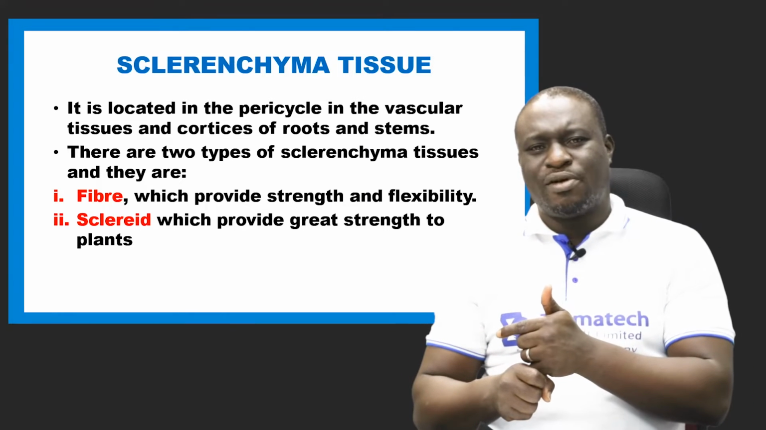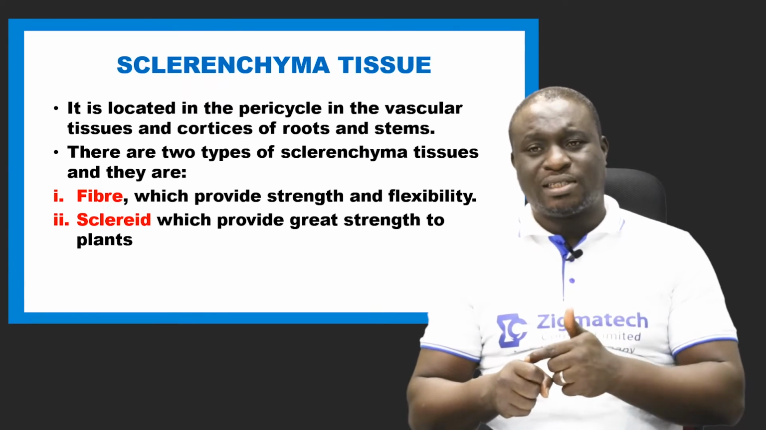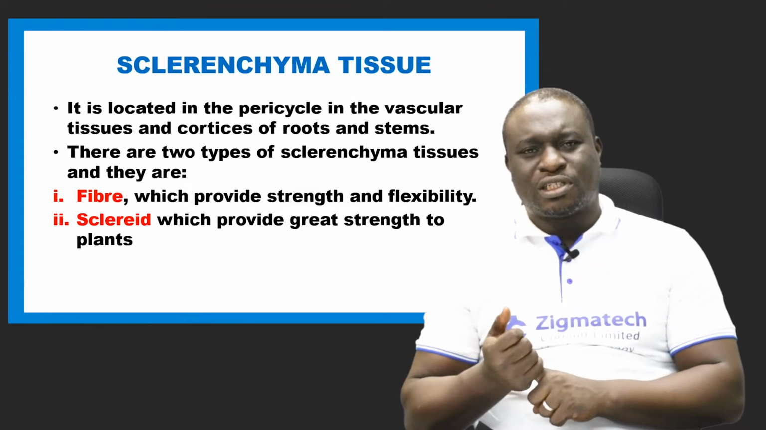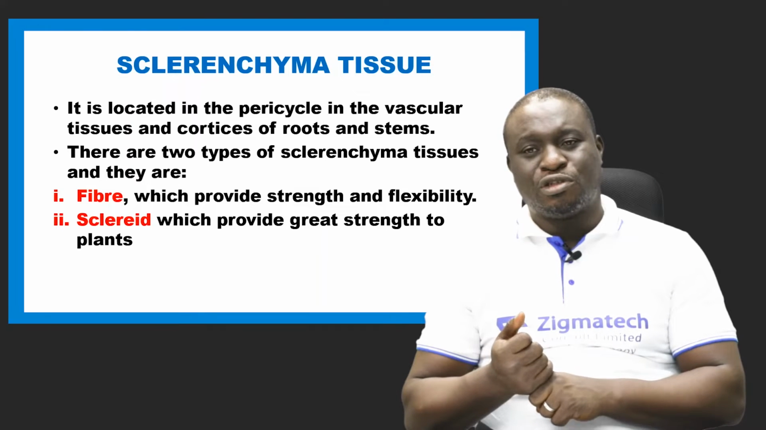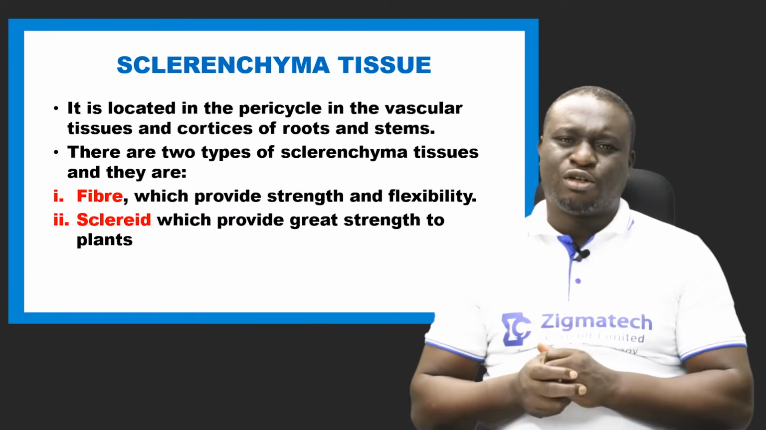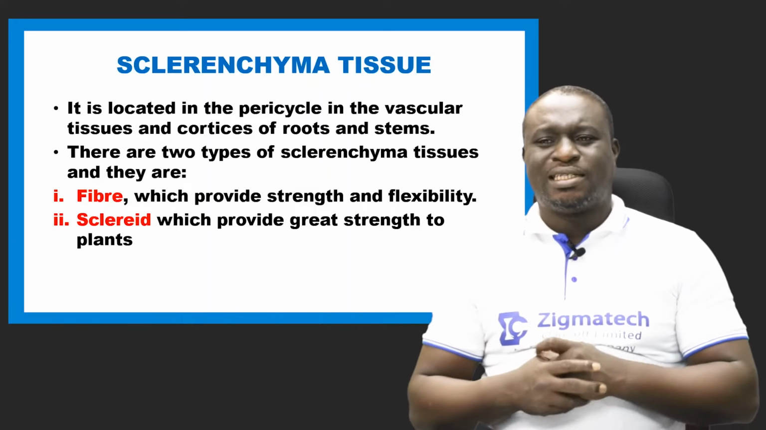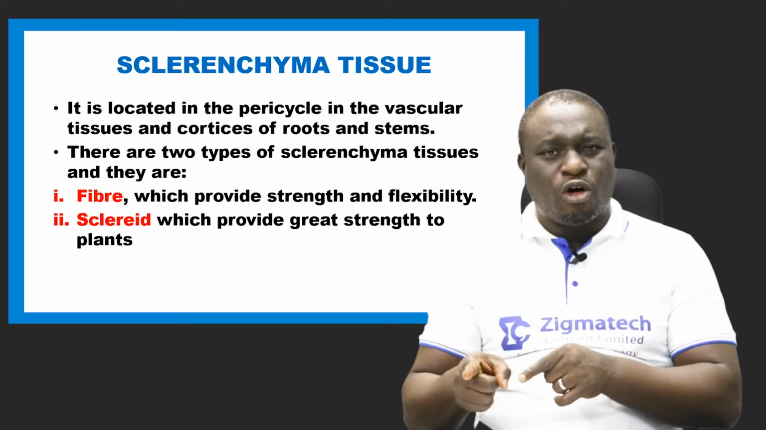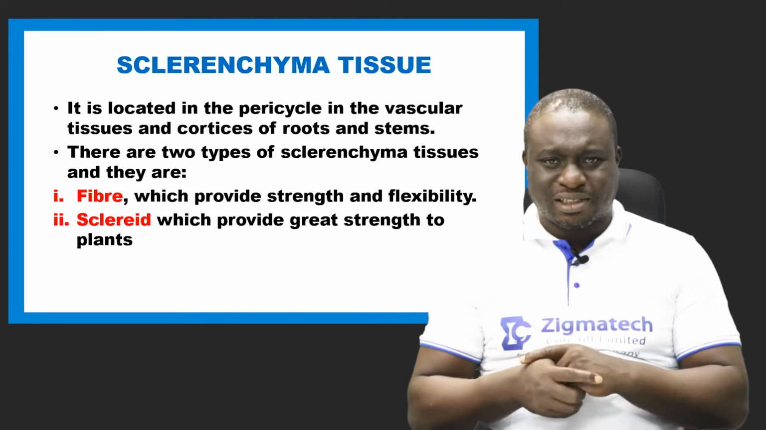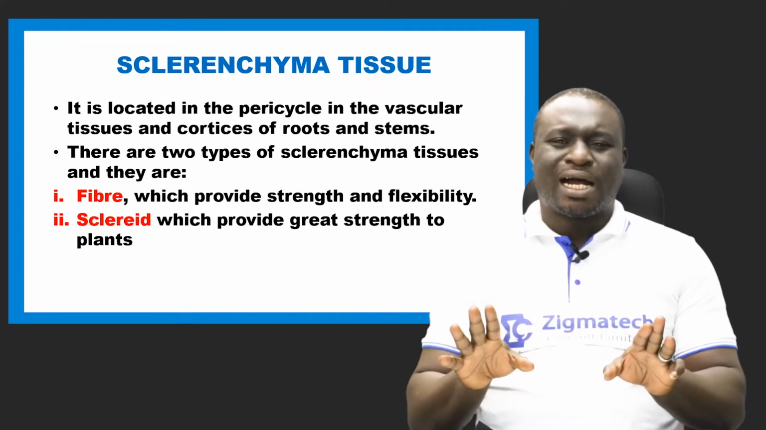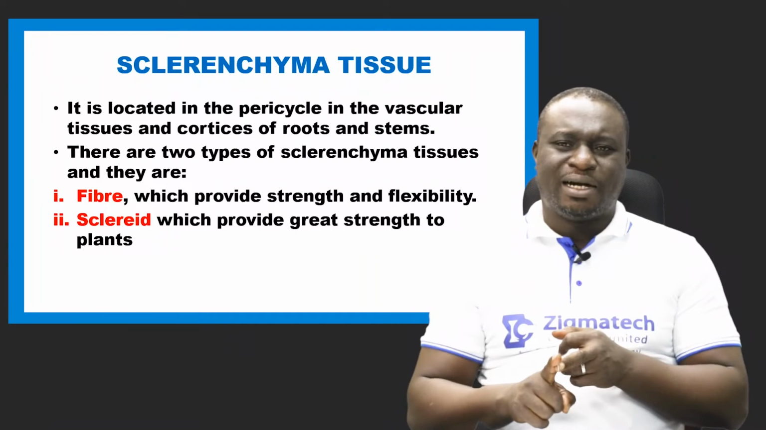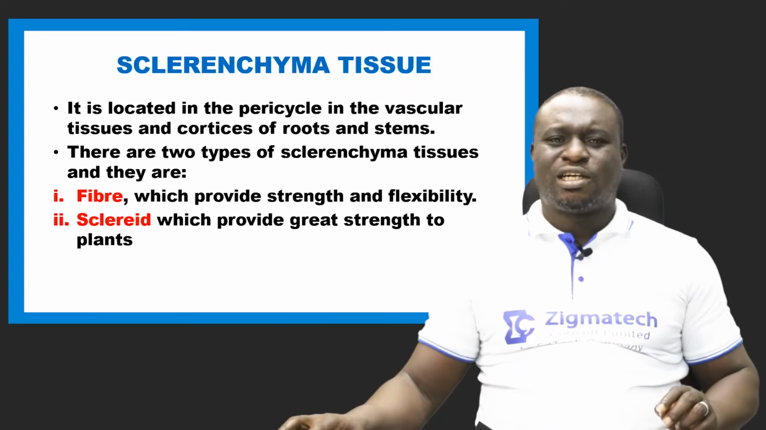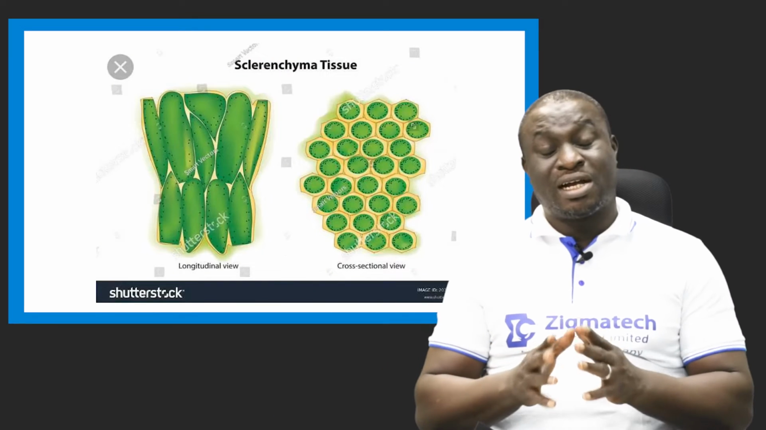So one of the types of sclerenchyma tissue is the fiber. And like I said, the fiber produces flexibility and also strength. Another thing to take note about the sclerenchyma tissue is that it produces great strength to plants. And the next type of sclerenchyma tissue is called the sclerids. So we have 2 types of sclerenchyma tissue, fiber and sclerids. Now let's take a look at the structure of a sclerenchyma tissue.